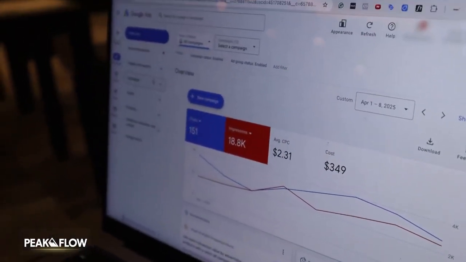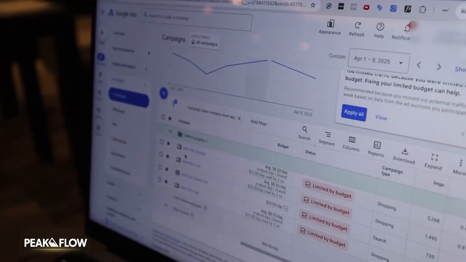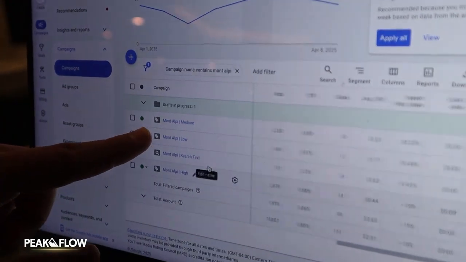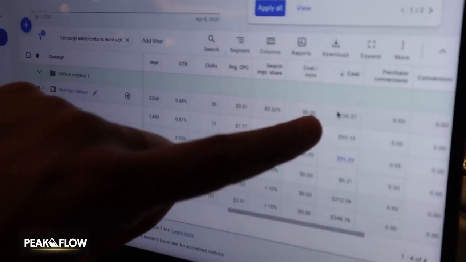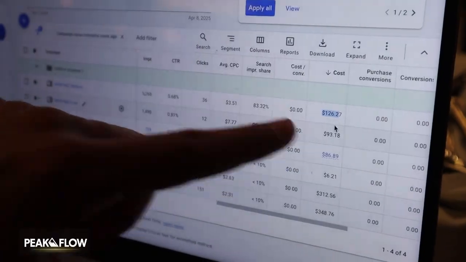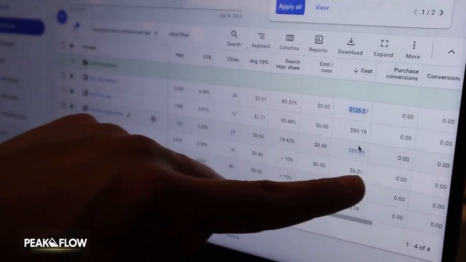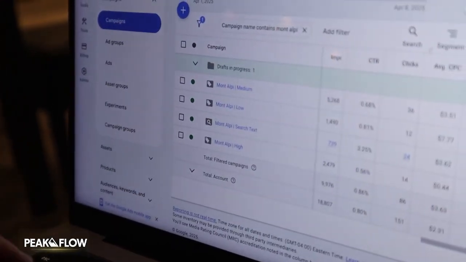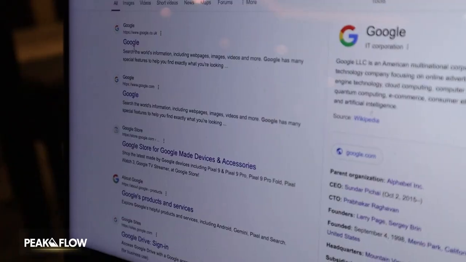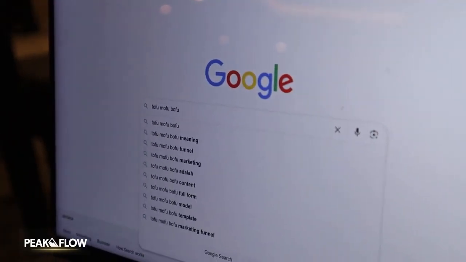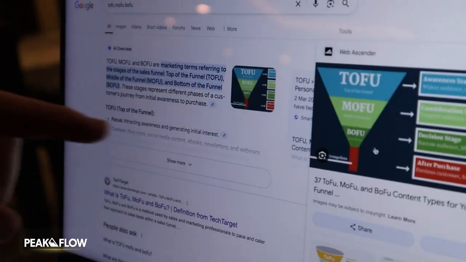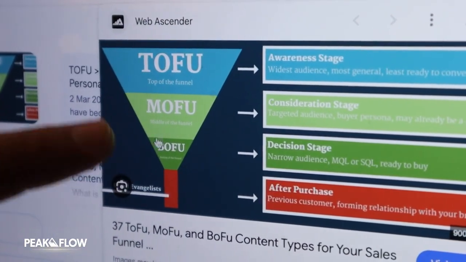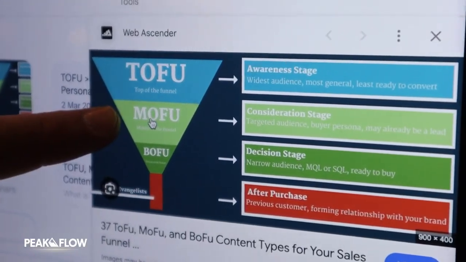Now, the main thing that I want to show you guys is if I go to campaigns over here, you can see that I'm running a campaign to this brand. This brand is called Mont Alpi, and you can see I spent $126 on the medium, $93 on the low, out of a search campaign, and then also high. What these low, medium, high campaigns are is in respect to the funnel. If I go on Google right now and search the words top of funnel, middle of funnel, bottom of funnel, you can see that there is something in marketing known as top of funnel, middle of the funnel, and bottom of the funnel. Why this is so important is because this is low, this is medium, and this is high.